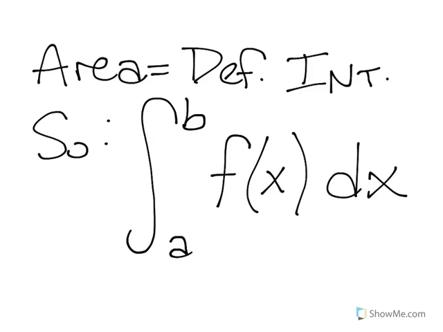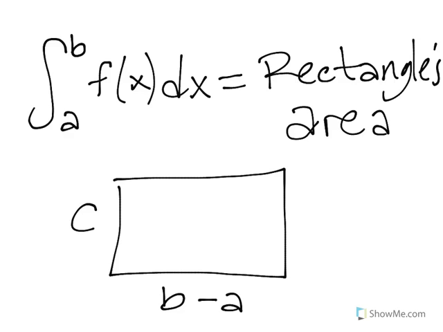Since the area under the curve will be the definite integral, which looks like this, the integral from a to b of f of x dx, we know that the definite integral will equal the rectangle's area. So b minus a would be the base of that rectangle, and c will be the height. And c is that average value we're looking for.